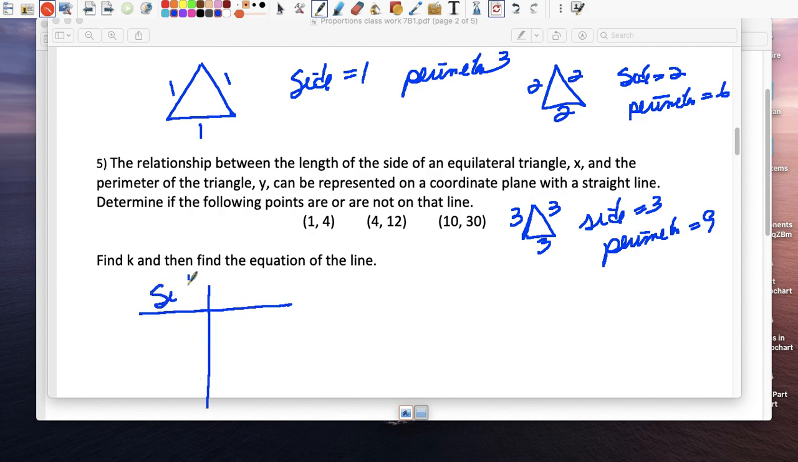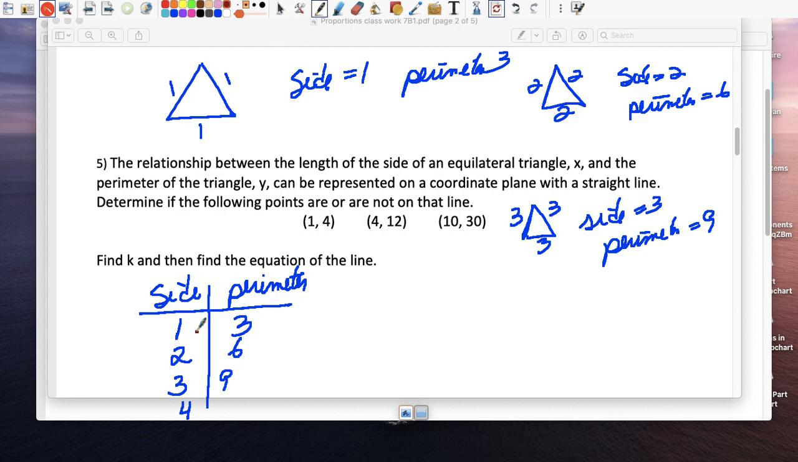This would represent the side. This would be perimeter. The perimeter depends on the length of the side. So when the side is 1, the perimeter is 3. We just did that. When each of the sides of the triangle is 2, the perimeter is 6. When it's 3, it would be 9. When it's 4, I'm pretty sure by now you can find the relationship.